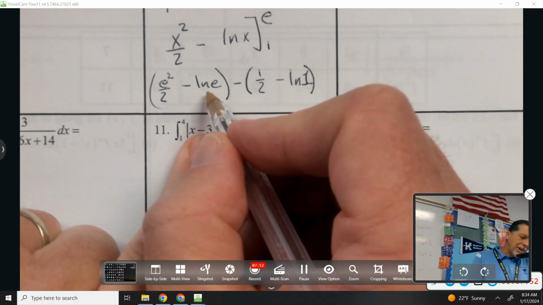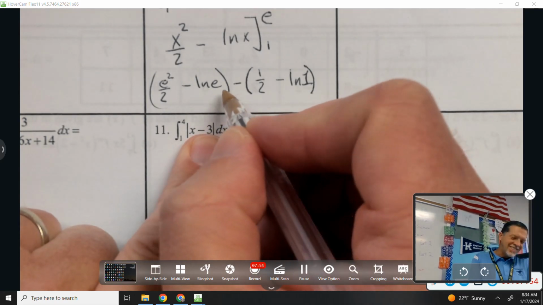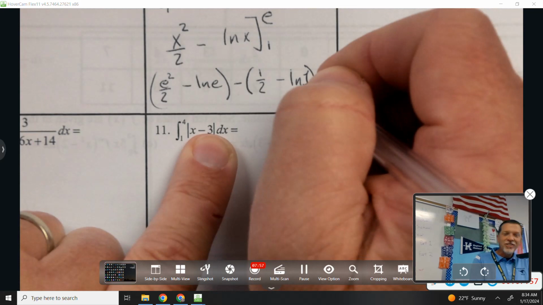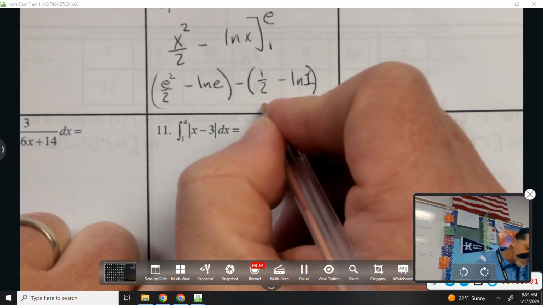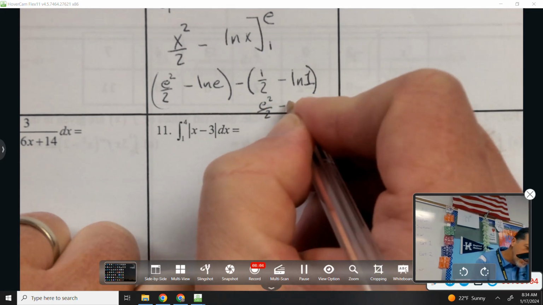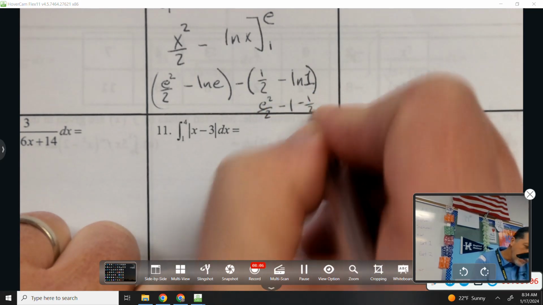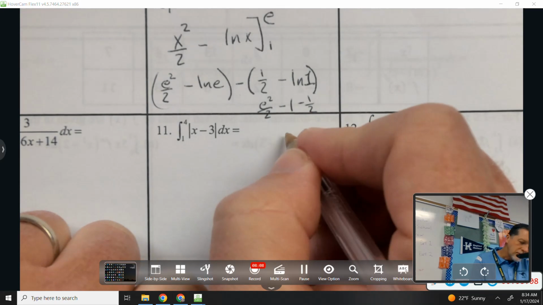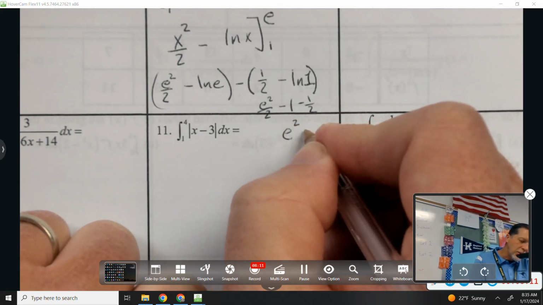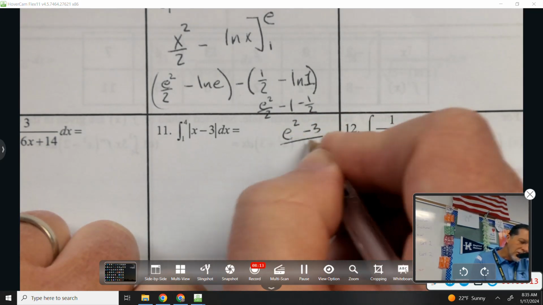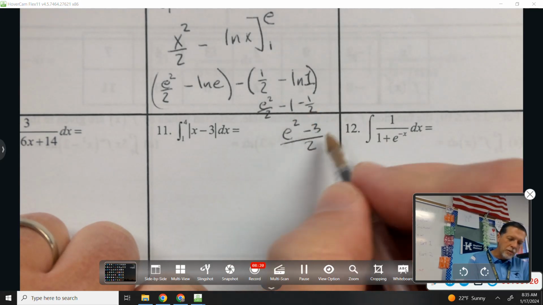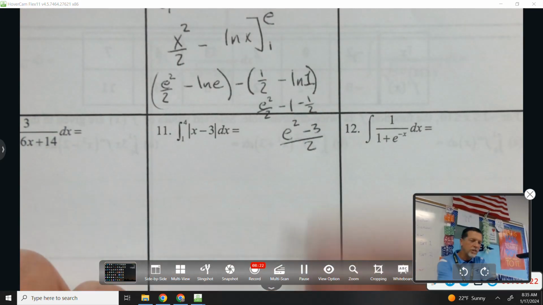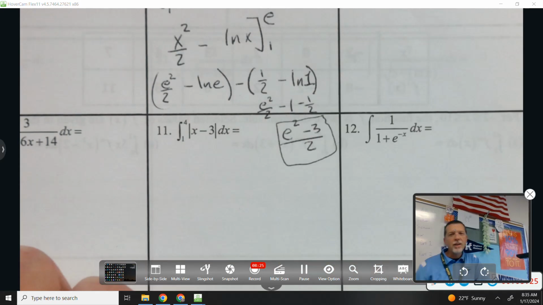What's the natural log of e? Natural log of e is 1. What's the natural log of 1? 0. So if I clean this all up, I'd have e squared over 2 minus 1 minus 1/2. I could get real fancy and make it e squared minus 3, all over 2. Right? Yeah, because 1 and 1/2 would be 3 halves. They're both over 2. So there's my fancied up multiple choice answer.